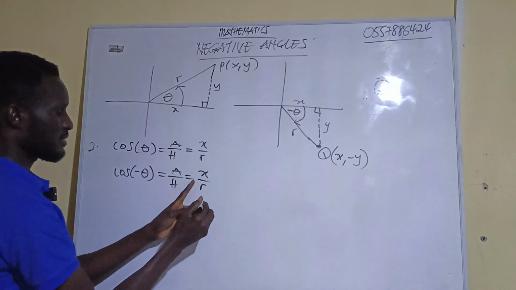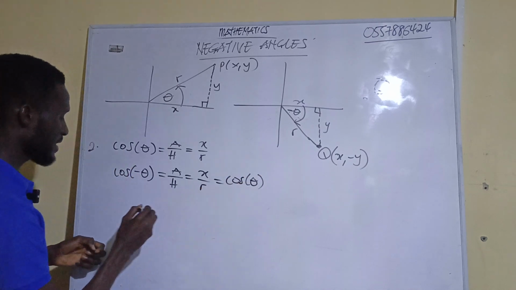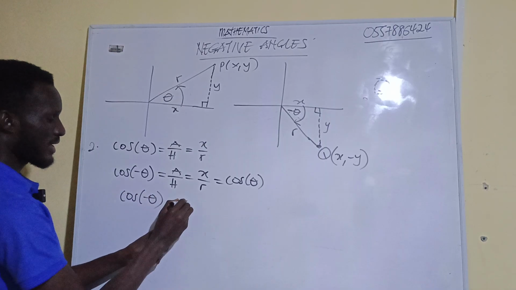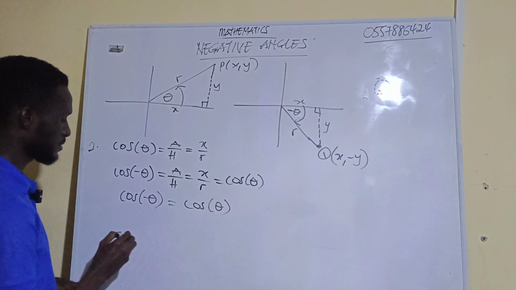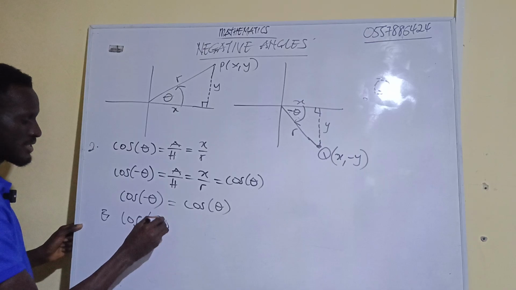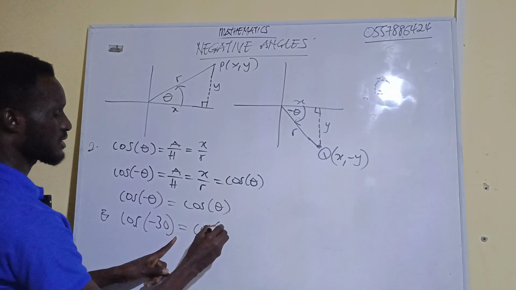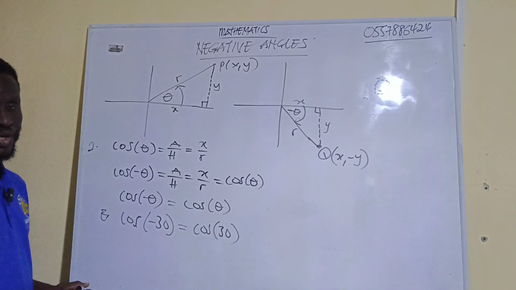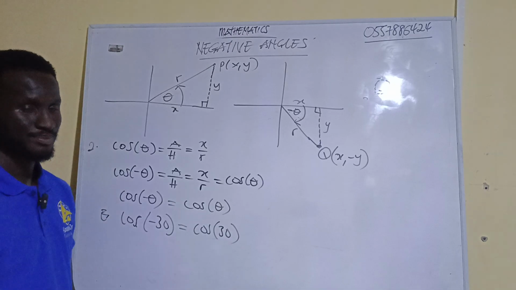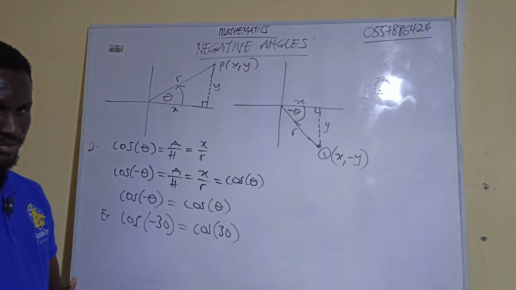Then what does it mean? This x over r is the same as cos theta. Then we can say that anytime we have cos of a negative angle theta, it is the same as cos of the positive angle. Example, if we have cos of negative 30, then we can write cos of negative 30 as cos of what? 30 degrees. You ignore the negative. So which means cos of a negative angle still gives us a positive value. I hope you are following very well.